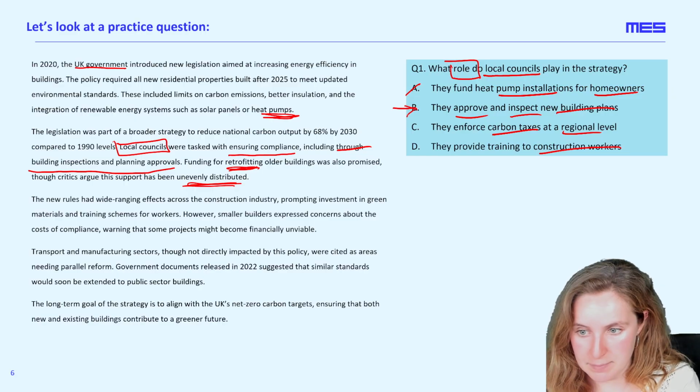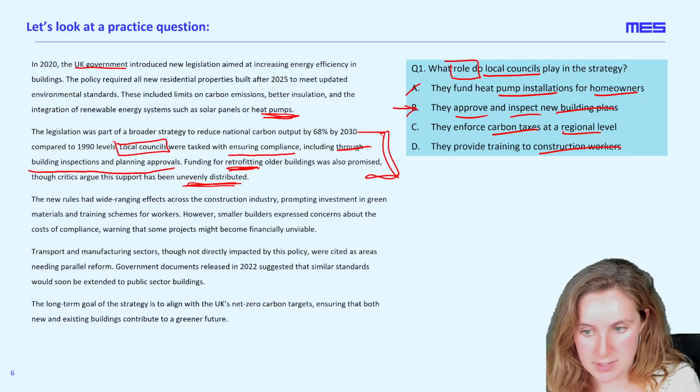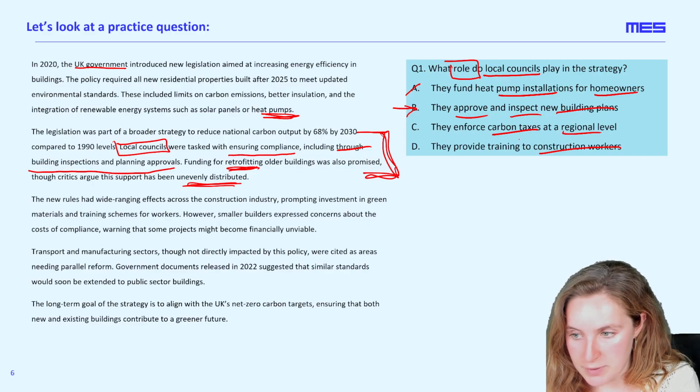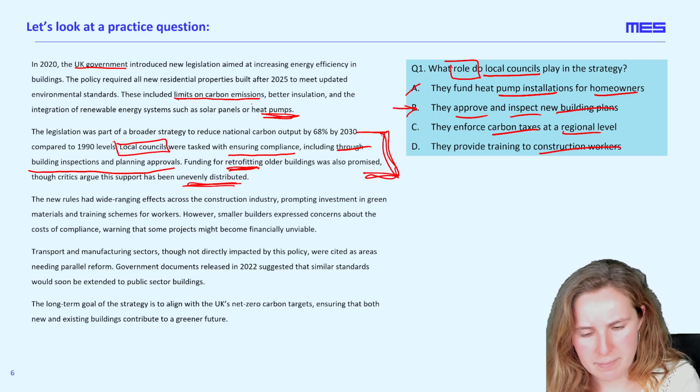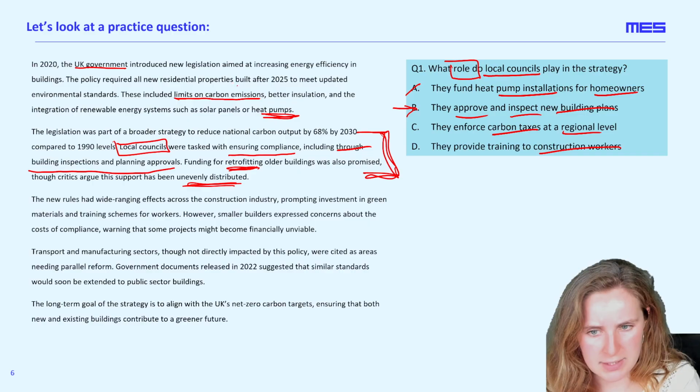B, we said seemed good because it seems like all of that information is concentrated on the local councils and their role here. They enforce carbon taxes at a regional level. We haven't seen anything to do with that in this paragraph here where local councils appears. Let's just double check elsewhere in the passage. Limits on carbon emissions. Again, this has to do with the government and the properties, but not the local councils.